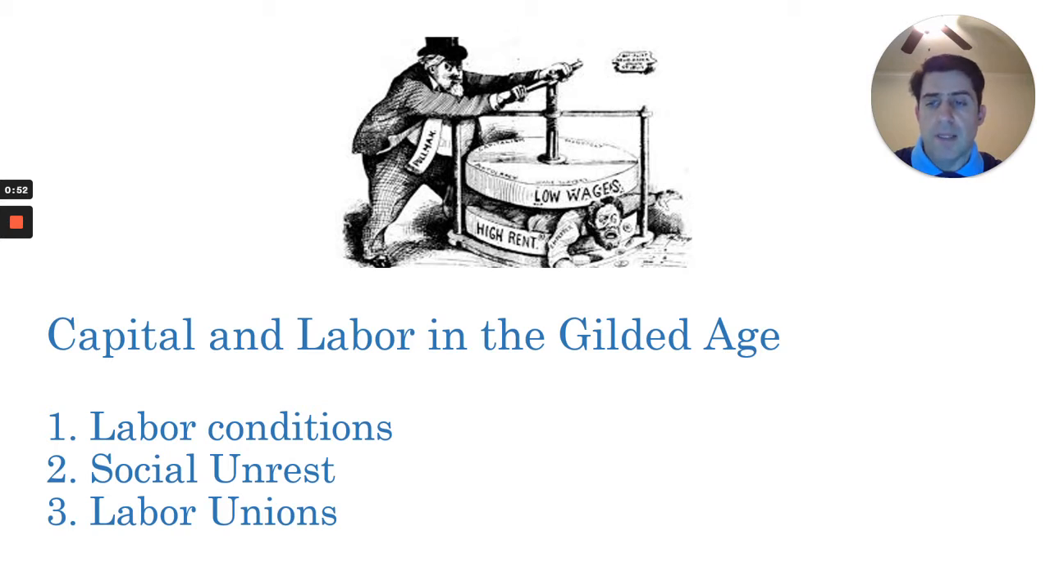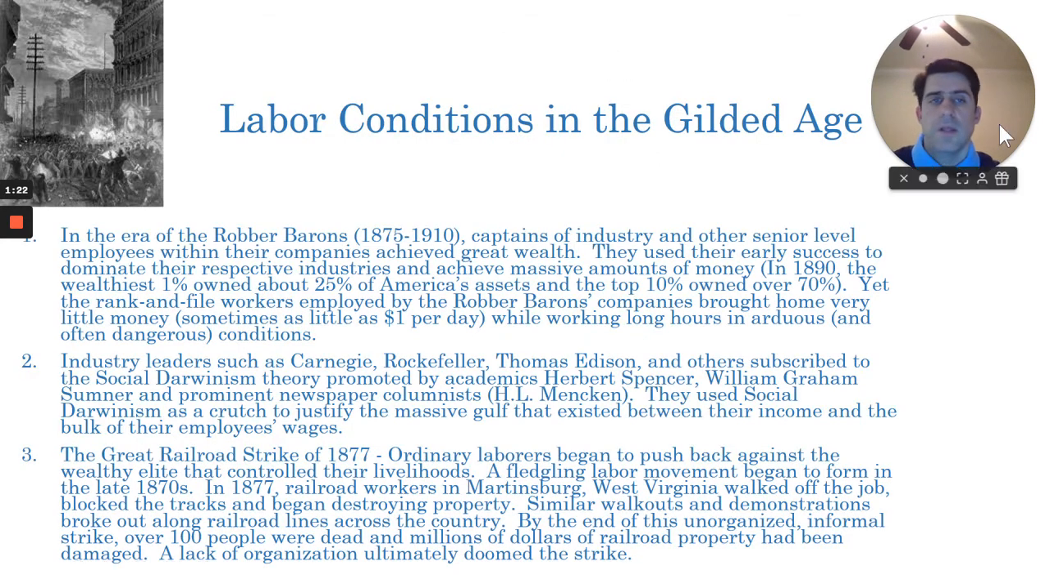We'll begin by looking at labor conditions, then examine the various examples of social unrest and the creation and establishment of early labor unions in America, and take a look at the strengths and weaknesses of labor unions during the Industrial Revolution, also known as the Gilded Age era. So without further ado, let us take a look at labor conditions in the Gilded Age.